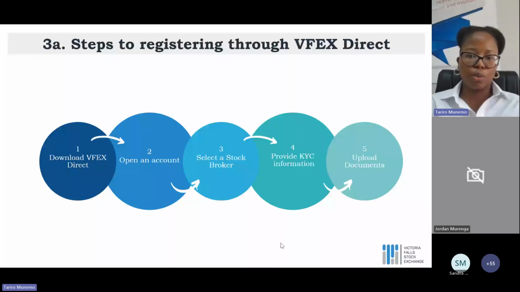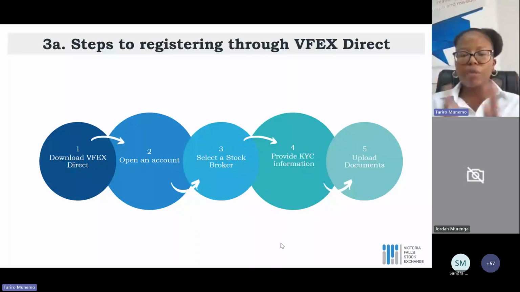So you then select your stockbroker. Once you've done that, you provide us with your KYC information. And by KYC information, we're talking about your know your customer information, which would typically include perhaps your ID number, your birth date, where you work, your full name, your mobile number, as well as your banking details, which I will expand on further later on.